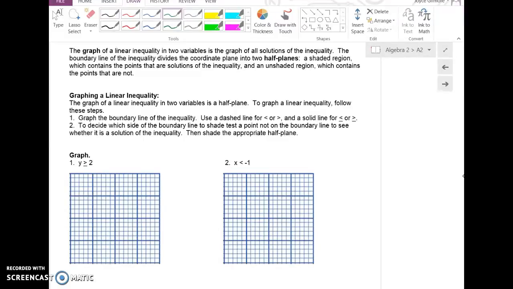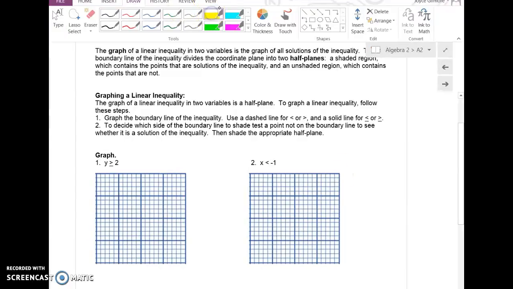To graph an inequality, we graph the boundary line. We have to think about solid line or dashed line. Use a dashed line for less than or greater than. Use a solid line for less than or equal to or greater than or equal to. This is basically indicating whether that boundary line is included in the solutions or not. If it's greater than or equal to, that means points on the line work, so it's like we're shading in the line. We're making it a solid line. A dashed line means that points on that line are not solutions because the line is not shaded in.